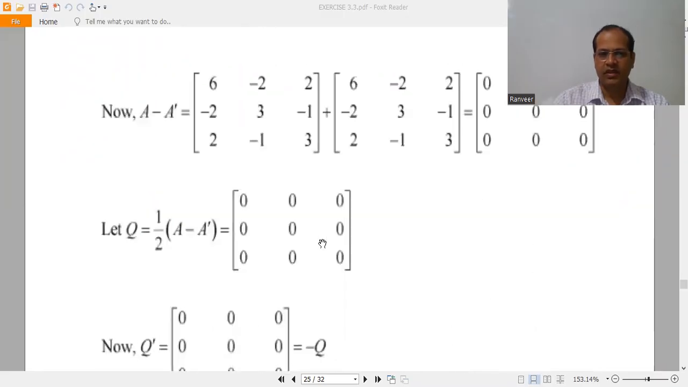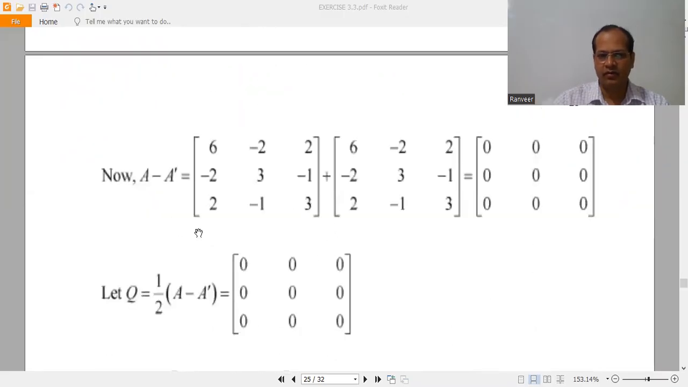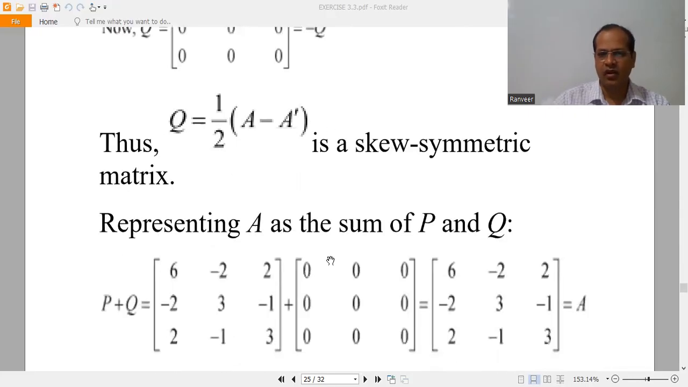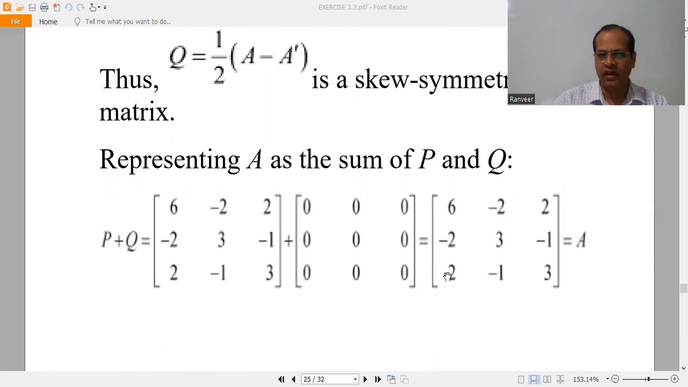Always remember. For A minus A transpose, once we do this, the diagonal is 0. So Q dash, that is Q transpose, is equal to minus Q. So this Q is a skew symmetric matrix. The sum of P and Q, when we find it, is equal to A.